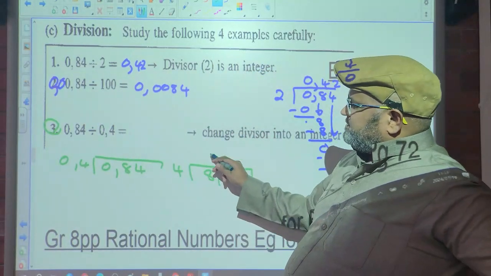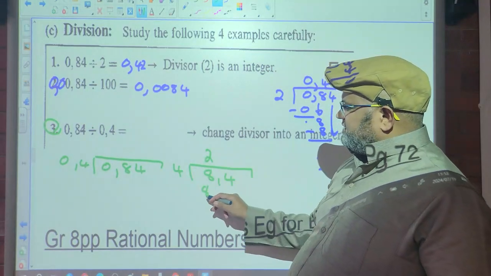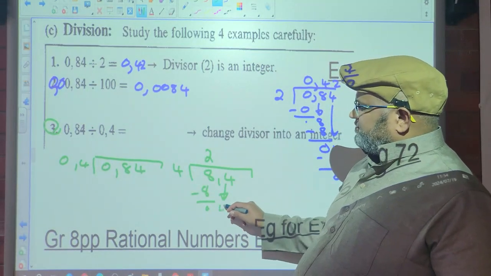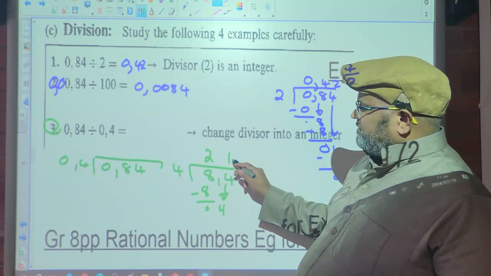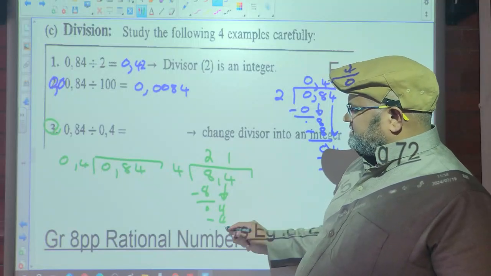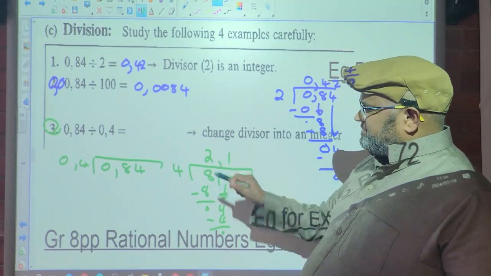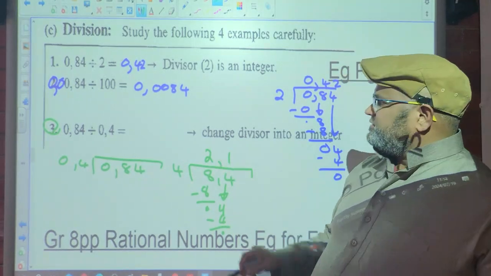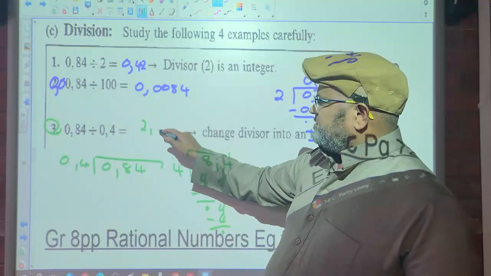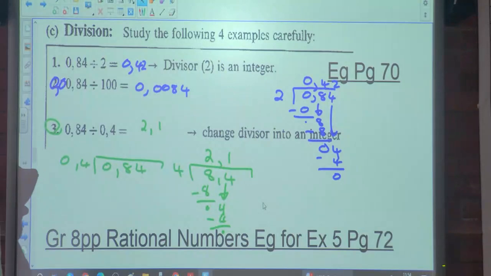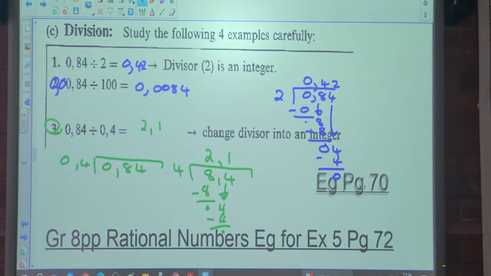4 goes into 8 twice. 2 times 4, 8. Minus, you get 0. And now the 4. 4 going into 4? 4 times 1, 4. Minus? Yeah. So in line with the comma goes that comma there. So the answer is 2,1. Okay.